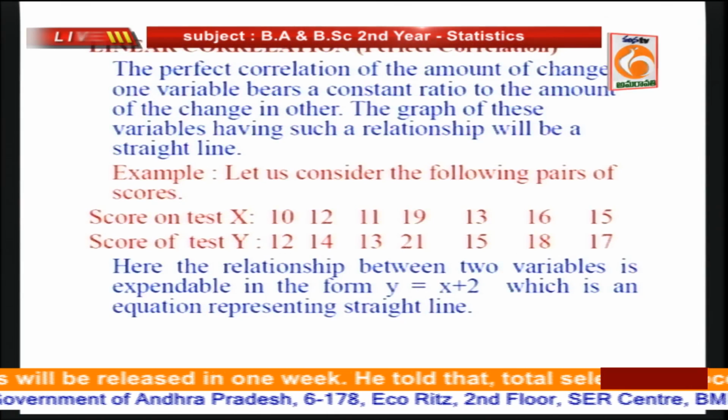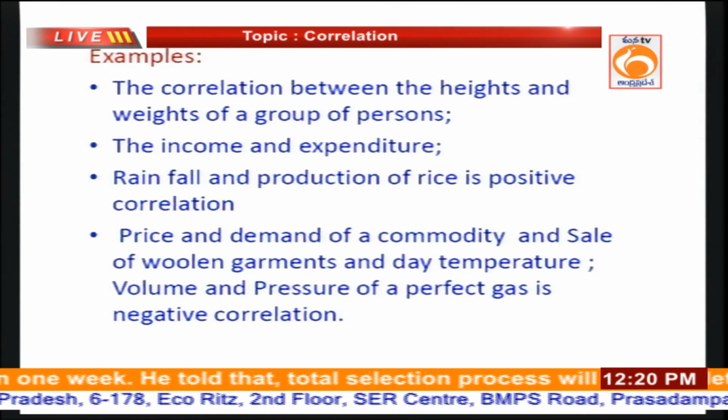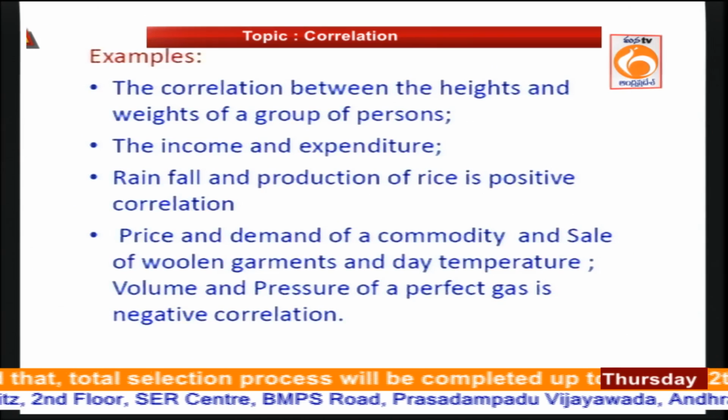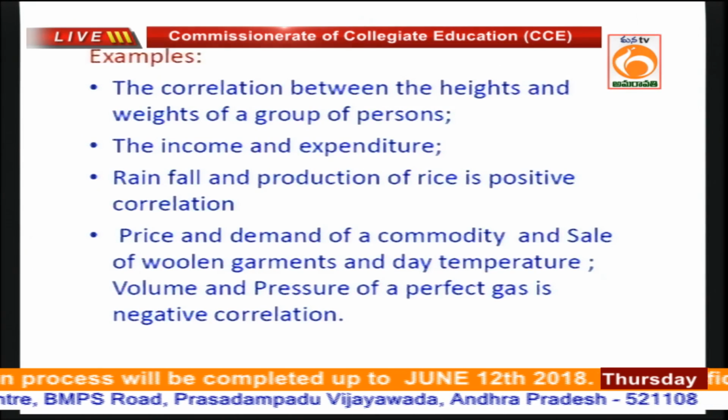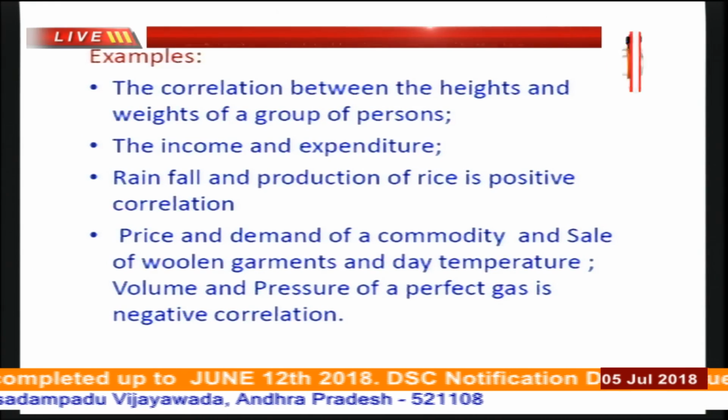Next, examples. Correlation between heights and weights of a group of persons: we may expect positive correlation. As height increases, weight also automatically increases.